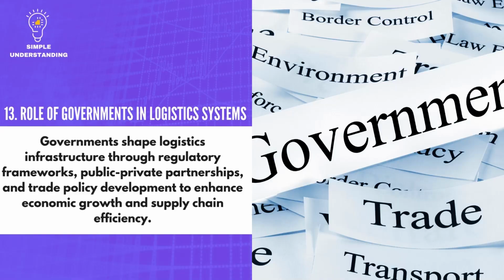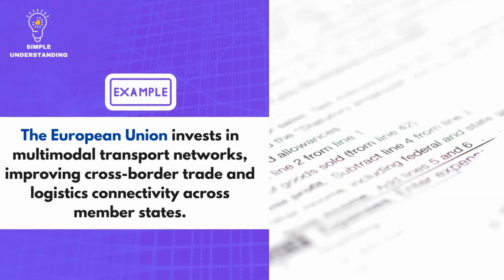13. Role of governments in logistics systems. Explanation. Governments shape logistics infrastructure through regulatory frameworks, public-private partnerships, and trade policy development to enhance economic growth and supply chain efficiency. Real company example.